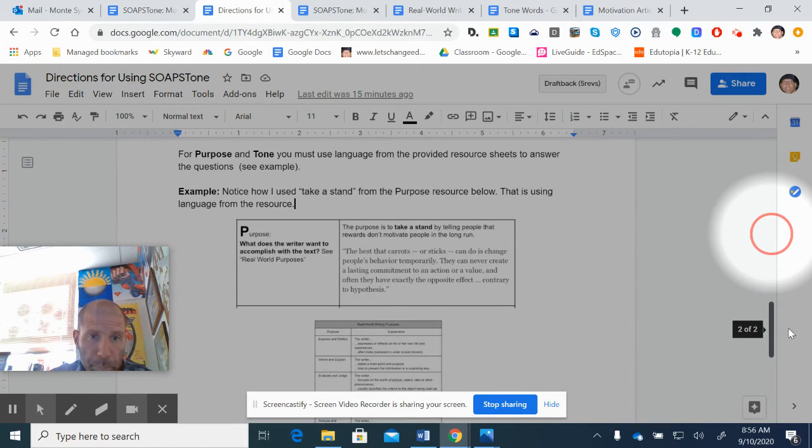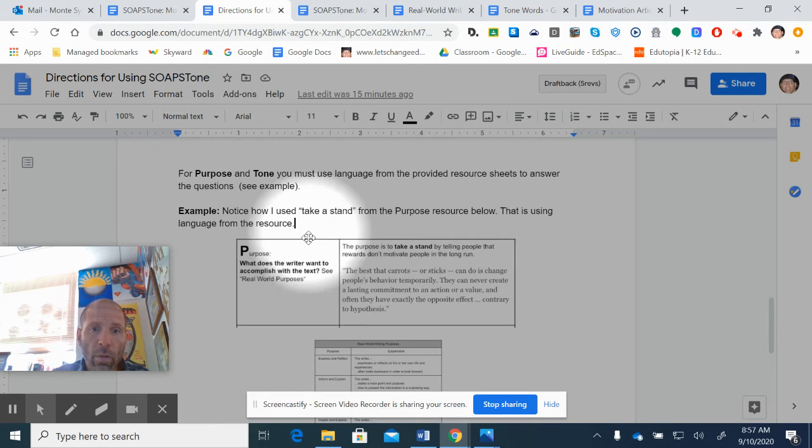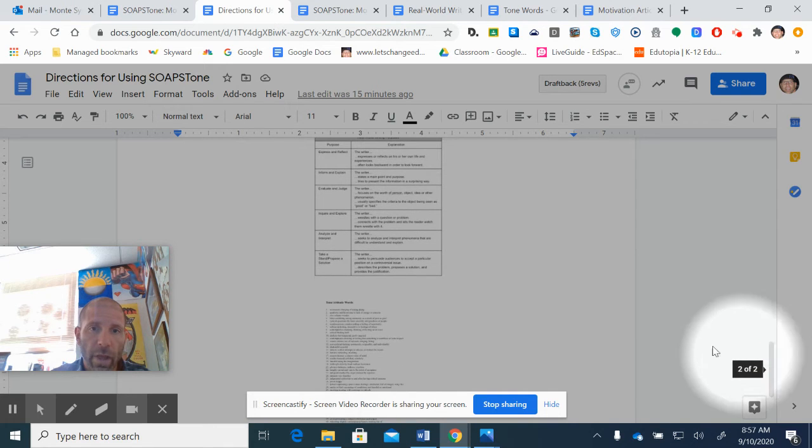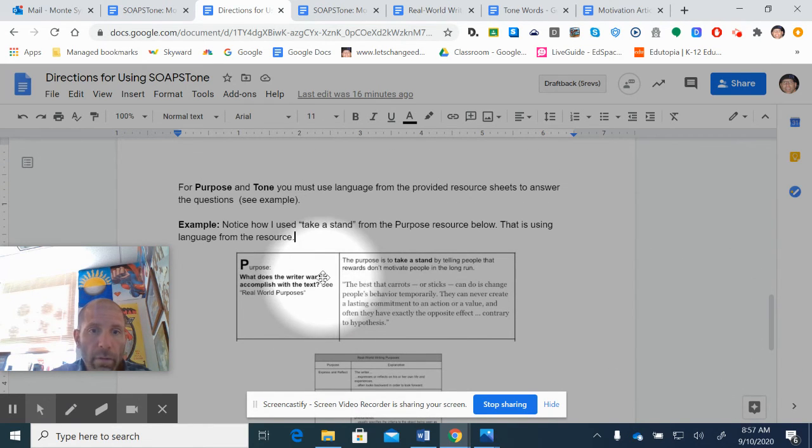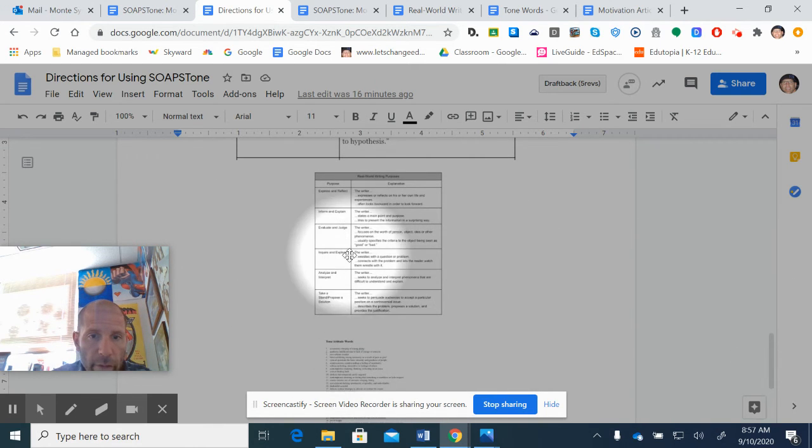Now, importantly, for the two sections of purpose and tone, you have to use the two provided resources that I have attached with today's assignment. You have to use the purpose resource and you have to use the tone resource. You have both of these. Importantly, you have to use language from these when you answer the question. So, for example, what does a writer want to accomplish with the text? I looked back down through this, and the one that I found to be most fitting, and there could be more than one, but the deal is you have to be able to support it with your discovery quote. I felt like he was taking a stand and proposing a solution.